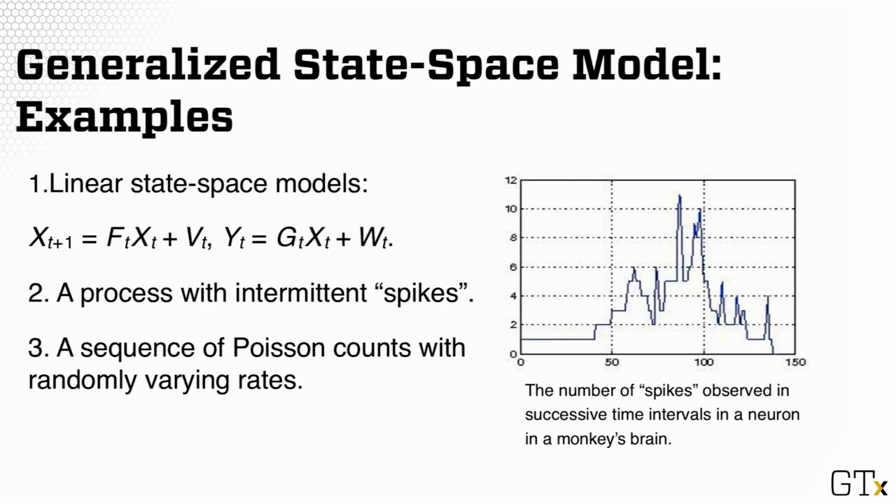This model applies to more general distributions, for example, time series of Poisson counts or intermittent spikes. This generalization is in the same realm of generalized modeling when extending the multiple regression model to generalized linear models. The distribution of the data or of the error terms does not need to be normal. It can take other distributions such as the Poisson distribution.